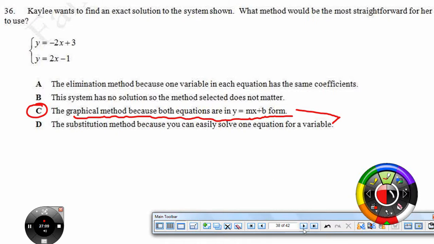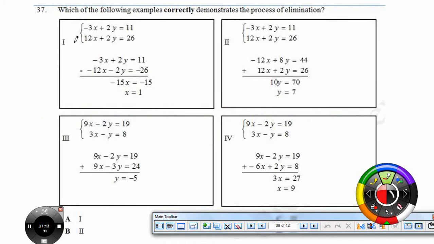Okay, which one correctly demonstrates the process of elimination? Well, they all look like they're making an attempt to do it, but I see this one as showing it correctly and this one. So both of these. I don't see a mistake with this one. What they did was they're trying to eliminate the y's, so they multiplied the bottom equation by negative 1. So you can see negative 12x, that would make that negative 2y, that would make this negative 26. And then if you added these together, the y's would eliminate.